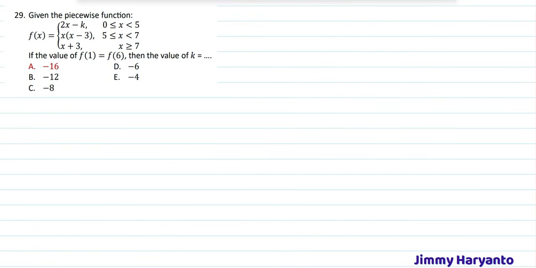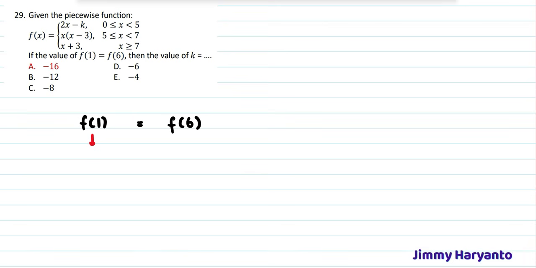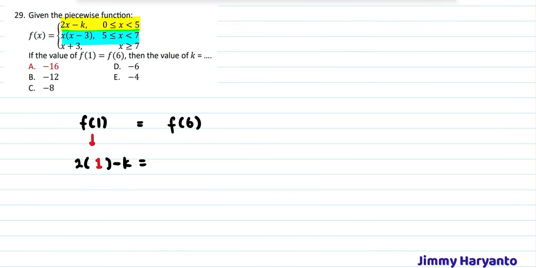For 29, given that piecewise function, the question wants you to find the value of f(1). Oh no, the question says f(1) equals f(6), yeah. Okay, so f(1) means you have to input x equals 1 into this one, because 1 is between 0 and 5. So we have to use the first one, 2 times x minus k, with x equals 1, equals f(6). f(6) is this one, the second, because 6 is between 5 and 7, yeah.